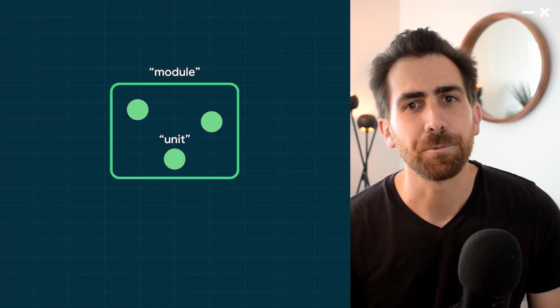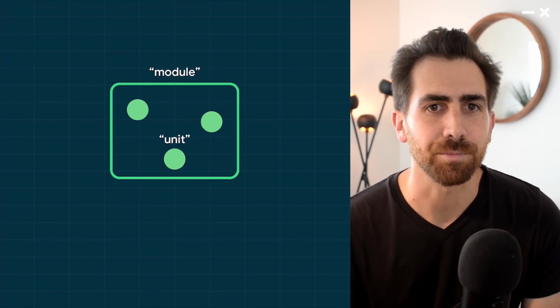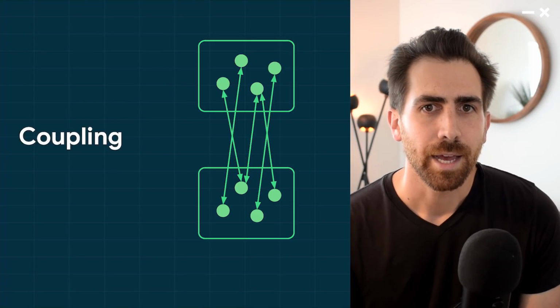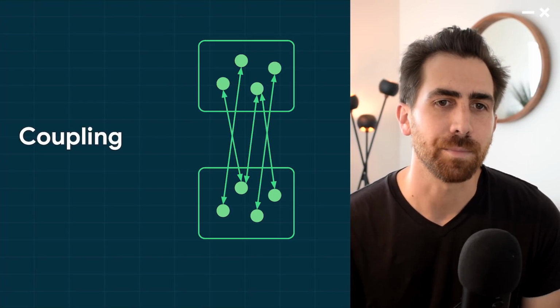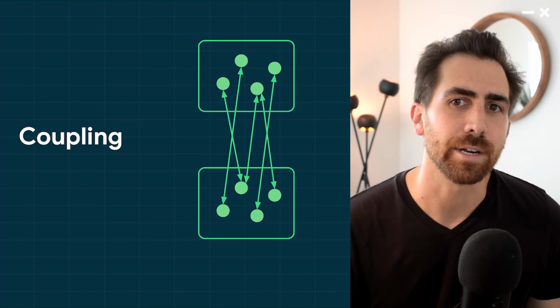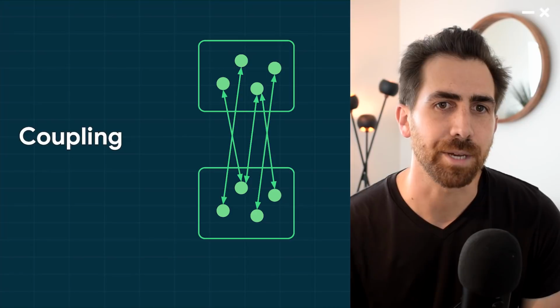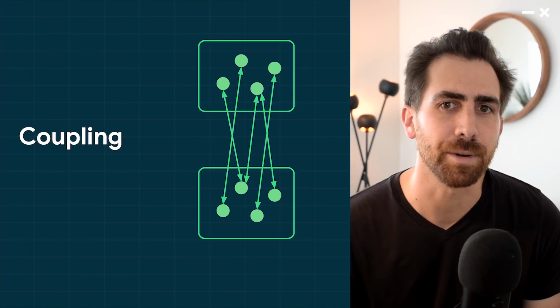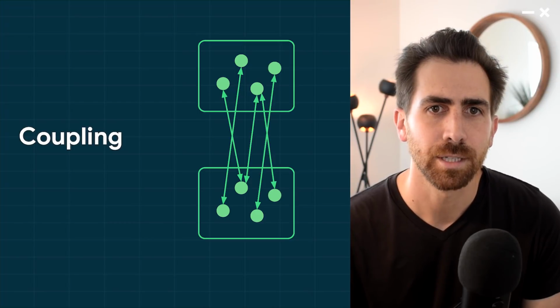So abstractly, when we write code, we think of our application in terms of modules, and we might think of our module as a set of units. And we can think of dependencies between these modules as coupling. One way to think of it is if I make a change somewhere, how many other changes am I going to have to make as a result? And in general, we want to reduce or minimize the amount of coupling that we have in our application.